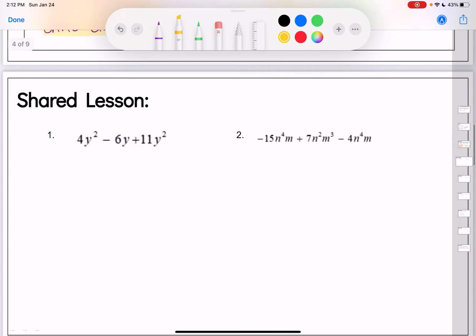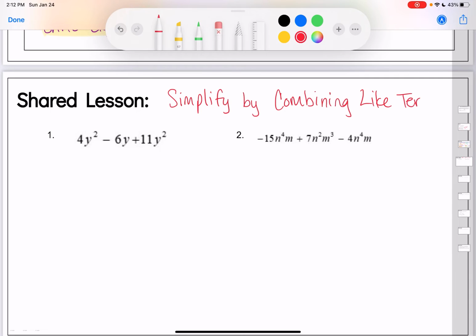All right, so let's say that I have these polynomials, right? And I would like you to combine the like terms. We want to simplify by combining like terms. And we always want to make sure that any answer that we give is completely simplified. There are no like terms that are left. We want to combine them up.